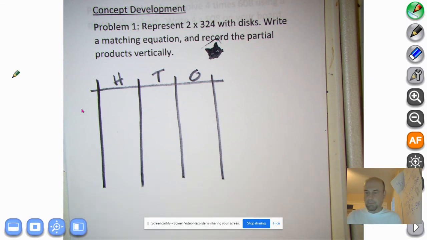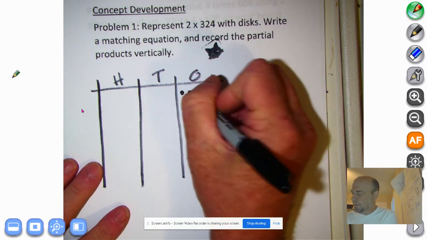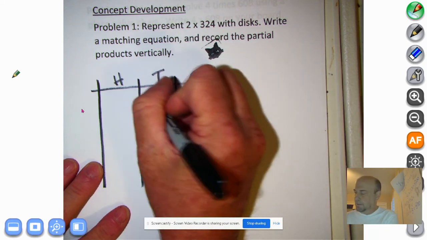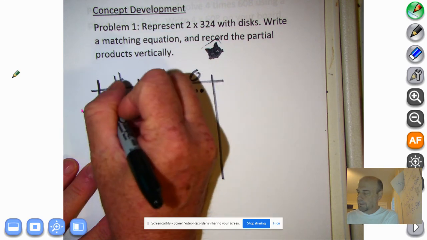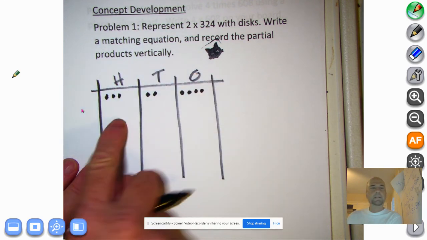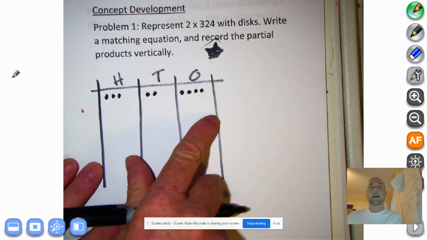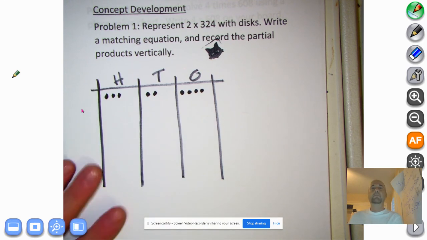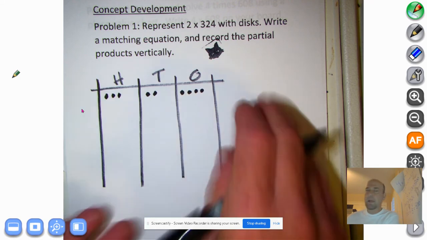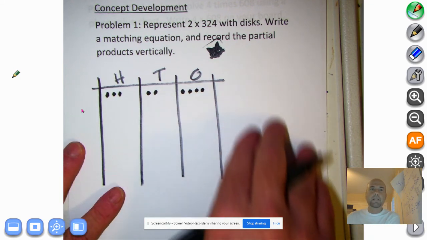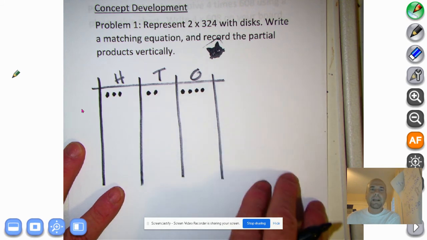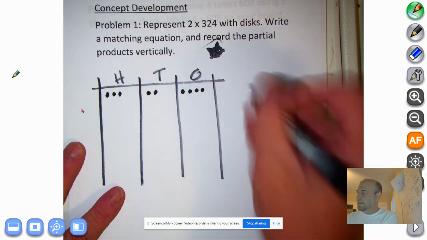All right, what's our number we're working with? 324. 4 ones, and I'm making those little dots like this, not circles. 2 tens, and 3 hundreds. Would you agree with me that this is 324? I hope so, because that's what it represents, 324. Now we're going to be multiplying by 2, but we're also doing a matching equation and recording the partial products vertically. So let's go ahead and set that up.